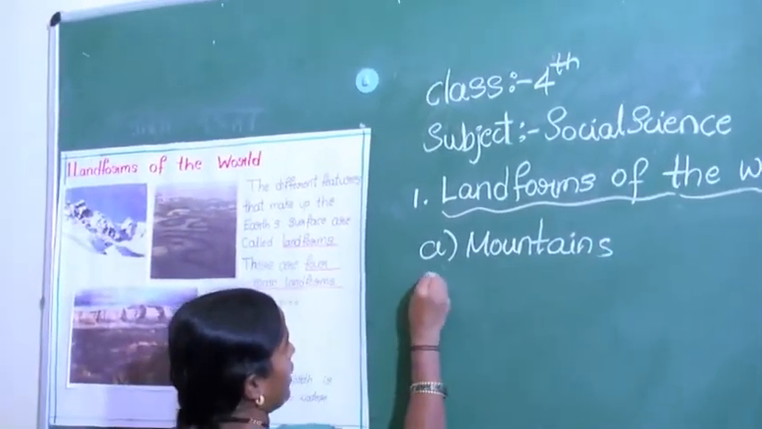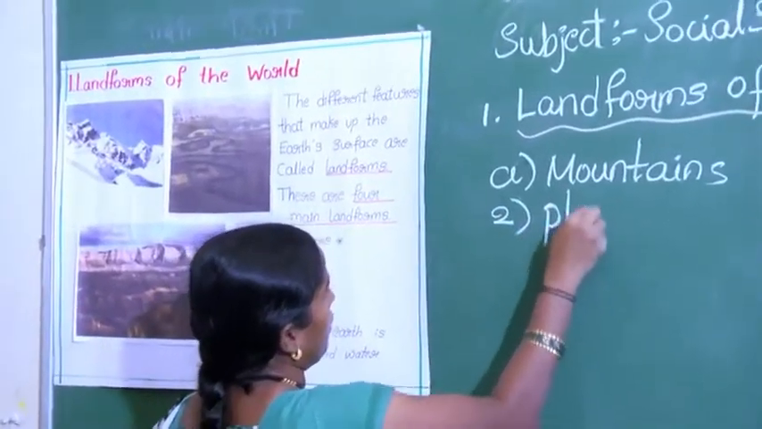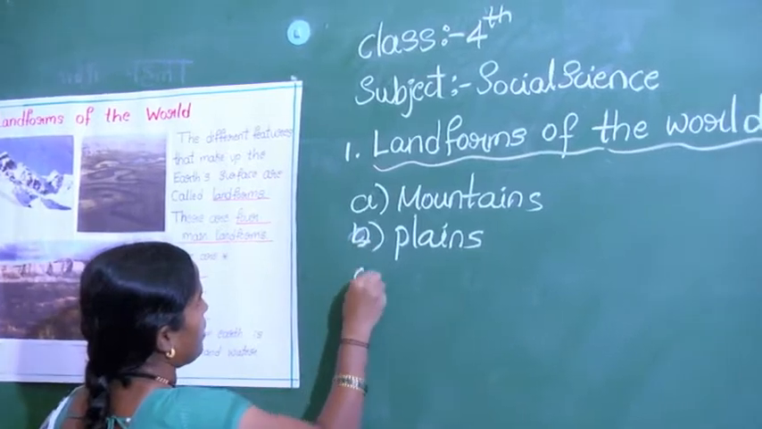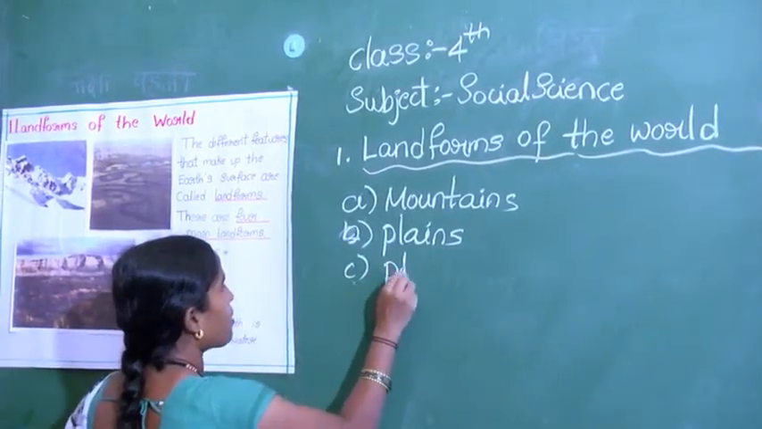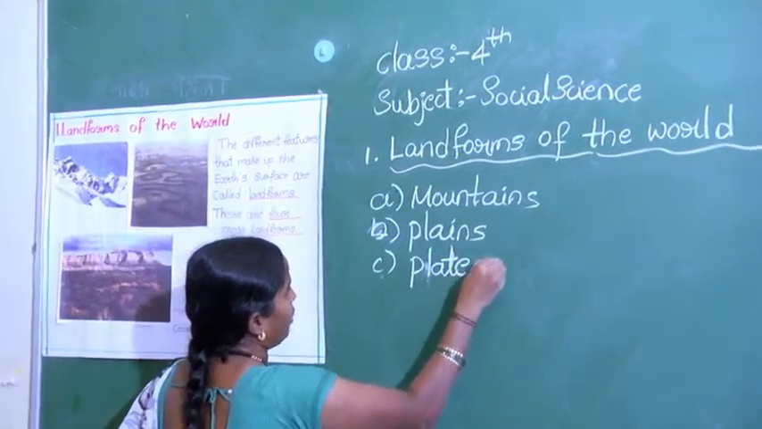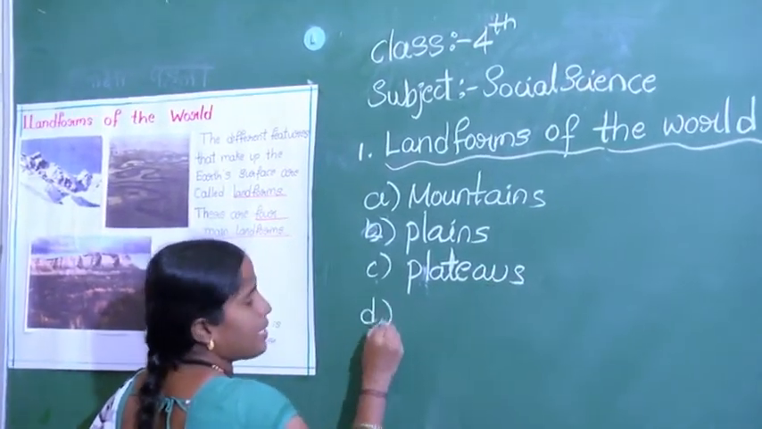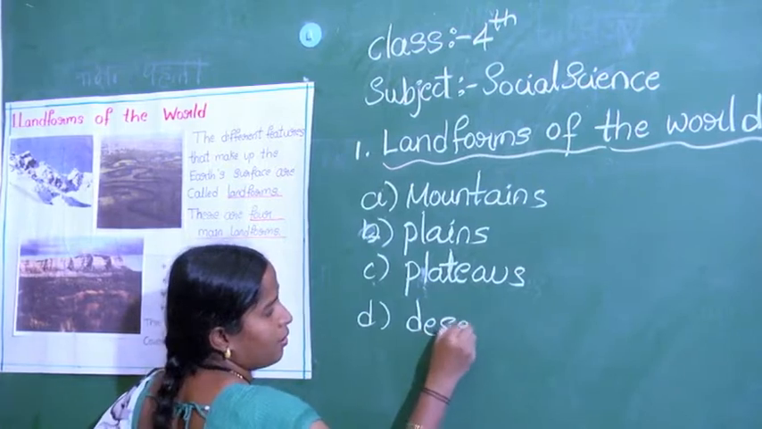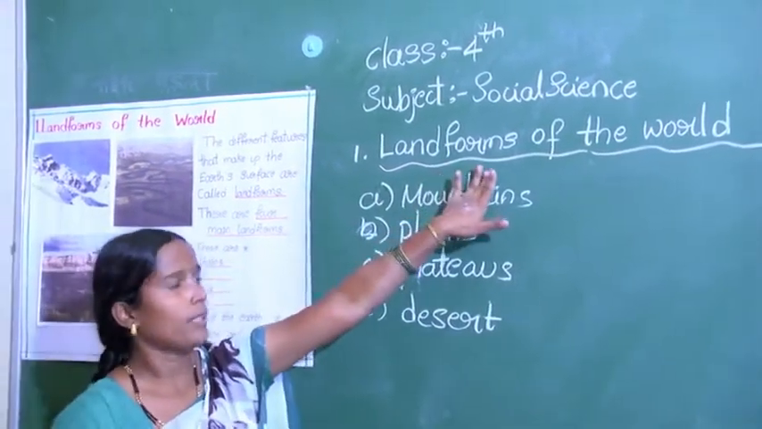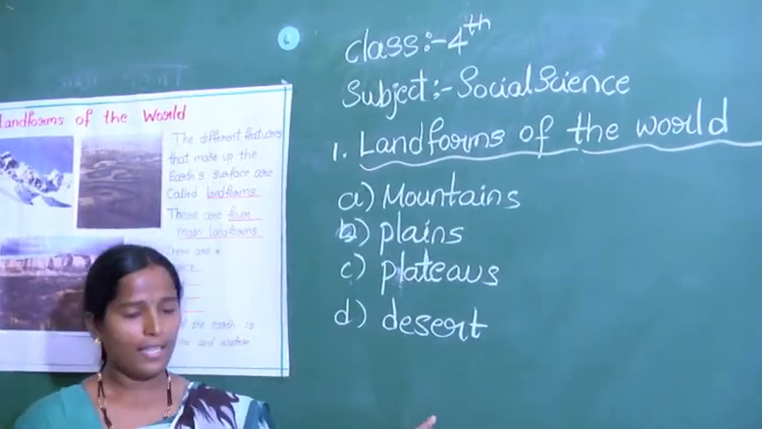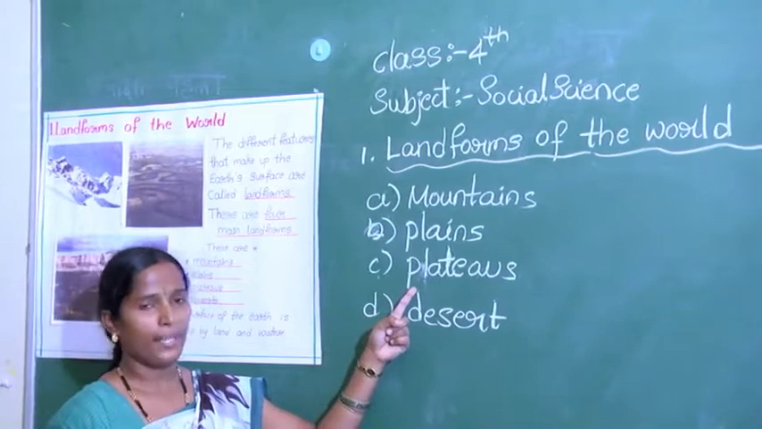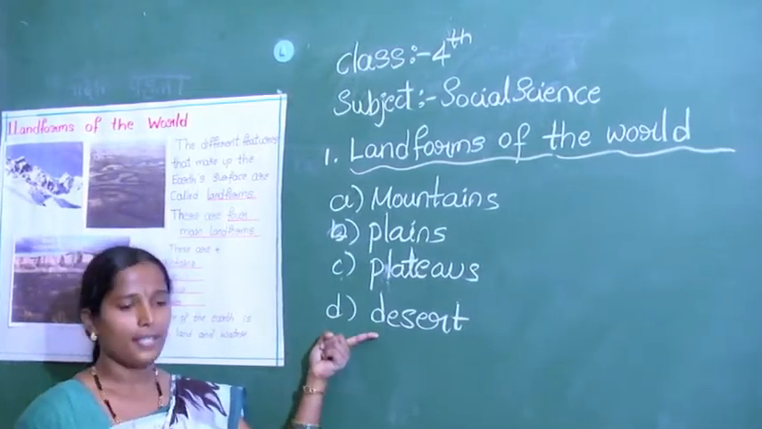First one is mountains. Second one is plains. Third one is plateaus. Fourth one is deserts. Again, I repeat, there are four types of landforms: first one is mountains, second one is plains, third one is plateaus, and fourth one is deserts.